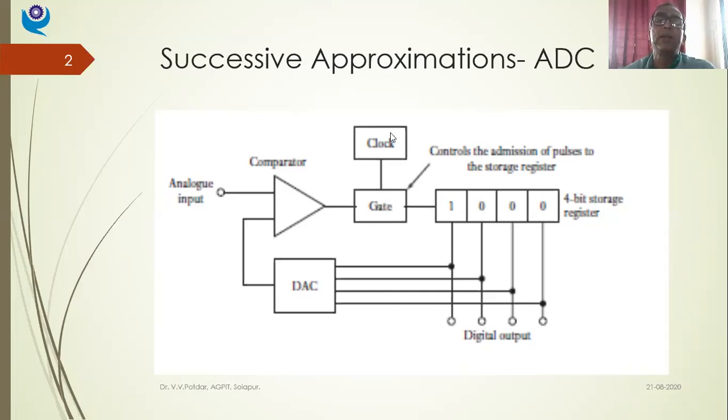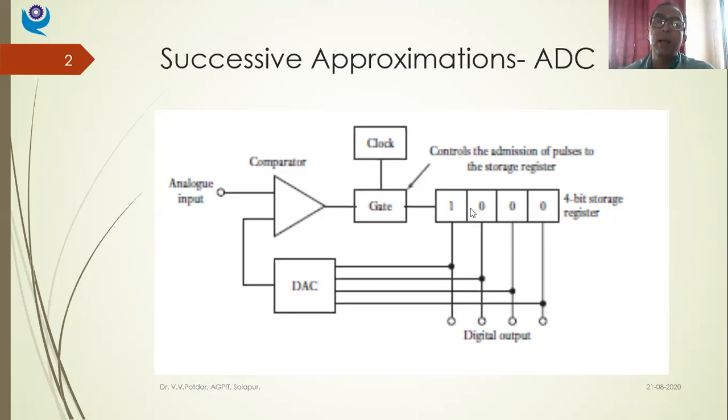Then you have the clock. Just now we talked about how for A to D conversion, I should have some reference clock which is generating pulses with my desired frequency, isn't it? Which will be helping me in chopping down the analog voltage. So this is the clock, and the gate allows either the signal from the clock or from the op-amp, right? And then the output from the gate is given to a 4-bit storage register.